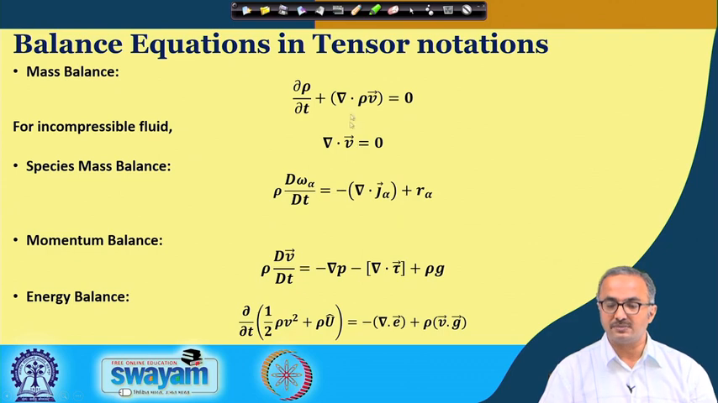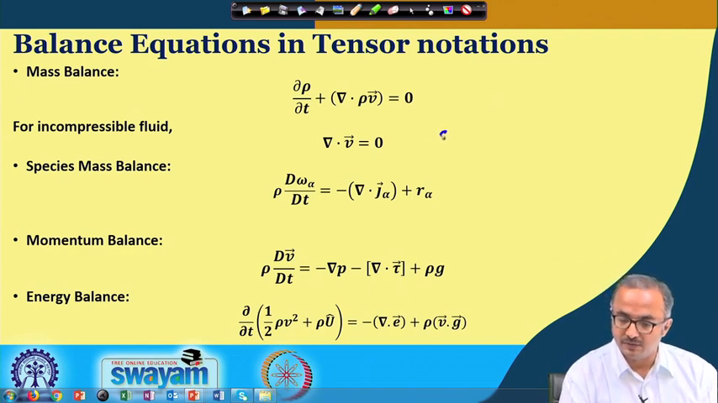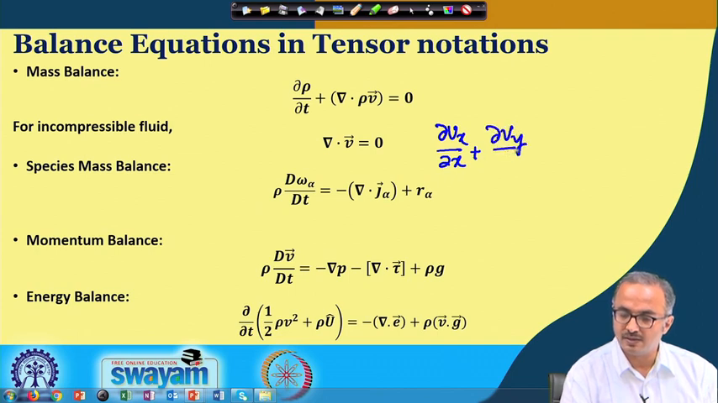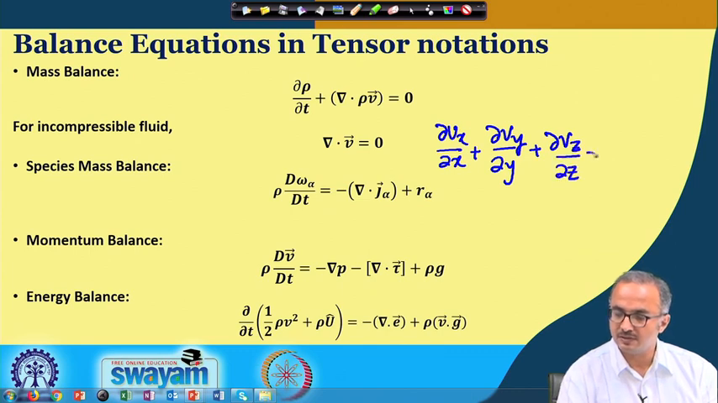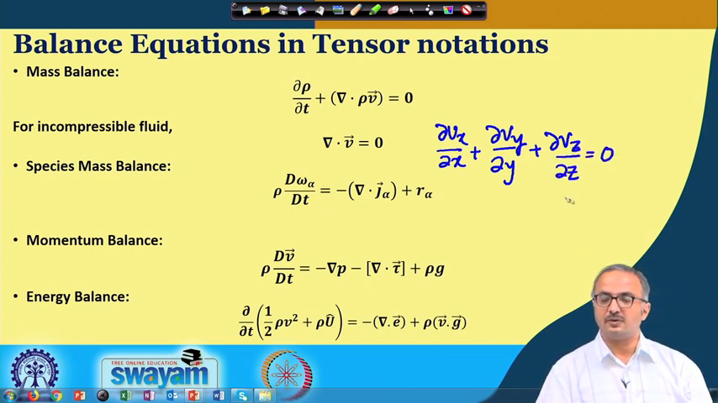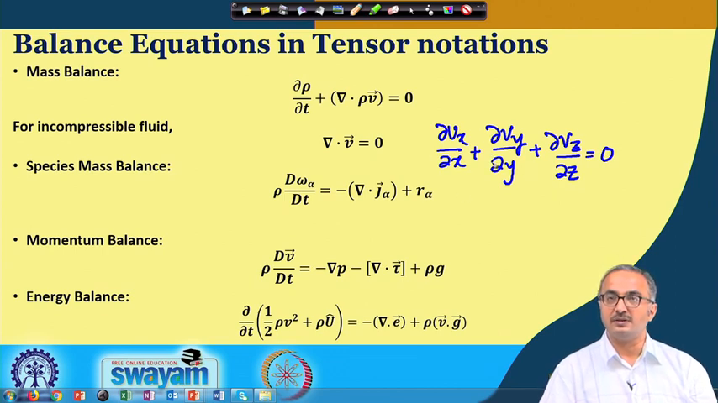Okay. And if you write this in the Cartesian coordinates, it will be dou Vx by dou x plus dou Vy by dou y plus dou Vz by dou z equal to 0. So, this is what you will get for the incompressible flow overall continuity.